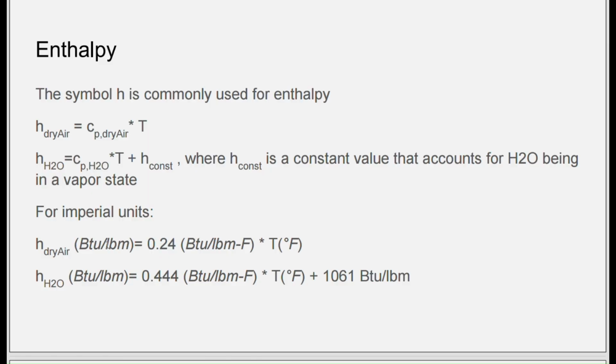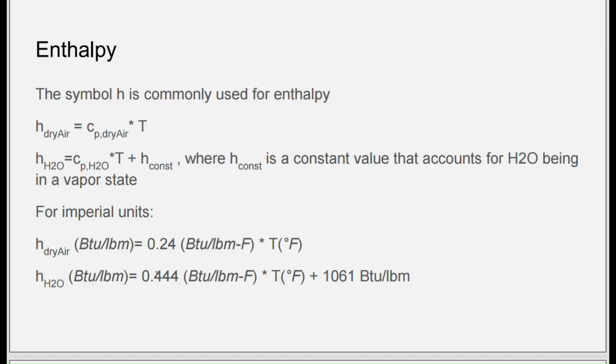So for our imperial units, what we use all the time, we use 0.24 for the specific heat of dry air times temperature. And you can just do times temperature in degrees Fahrenheit because, like I said, we're typically doing enthalpy differences. So if you're doing an enthalpy difference, it would be the same thing as saying CP times delta T. And you could just substitute that in for H. So then your delta H would be the same as CP delta T if you did this.